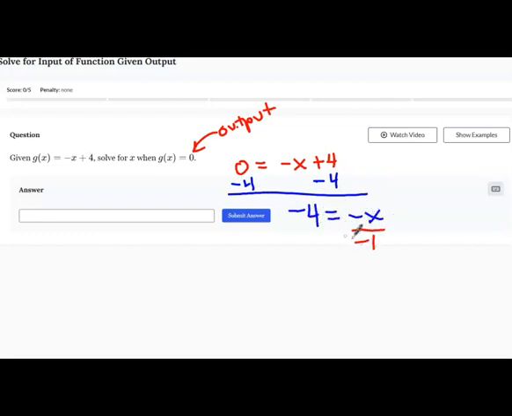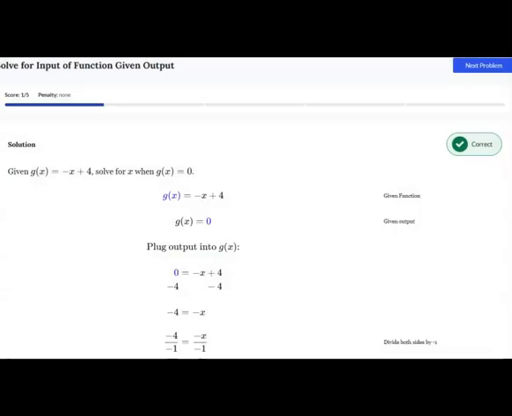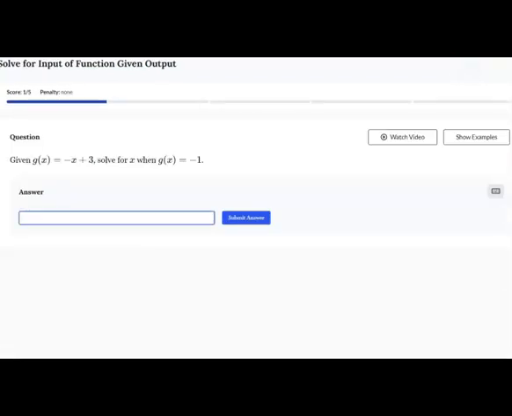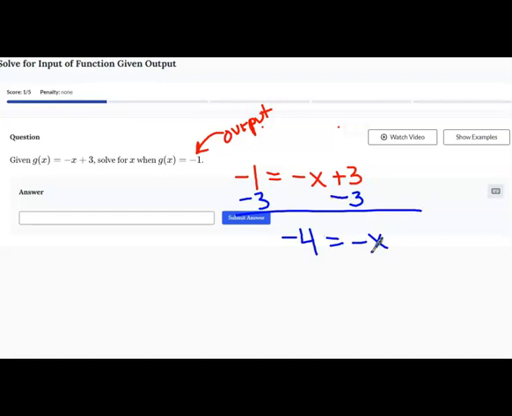Use your inverse operations and compute. Let's try this one more time. Remember, the -1 is after the equal sign, which makes it the output. Put that in the answer position, and then put the function rule on the other side. Use your inverse operations to solve for x. We're going to subtract 3 on both sides, and then we're going to divide by an invisible -1, giving us the answer of x equals 4.